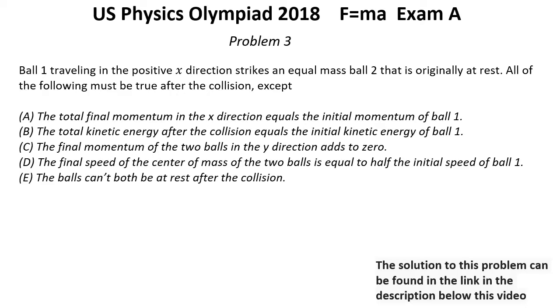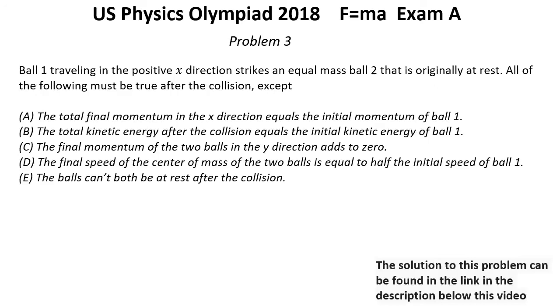C. The final momentum of the two balls in the y direction adds to 0. That's correct because initial momentum in direction y is 0, and we have momentum conservation. D. The final speed of the center of mass of the two balls is equal to half the initial speed of ball 1.